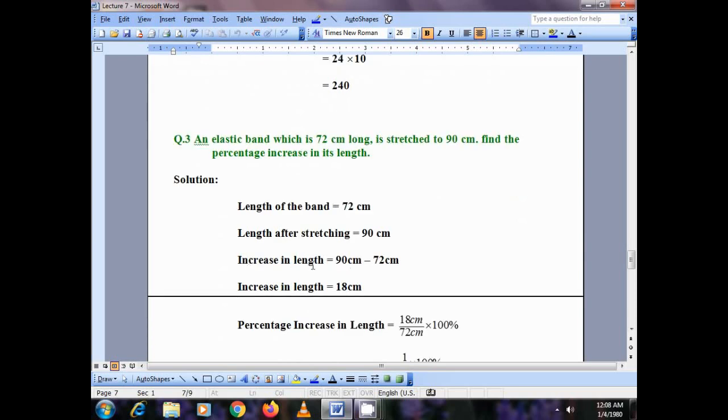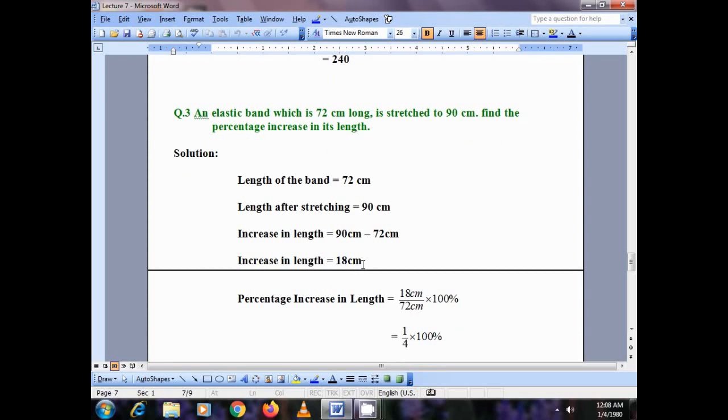So first of all, we will find the increase in length after stretching. This will be calculated if we subtract the length of the band from the length of the band after stretching, which is 90 cm minus 72 cm. Their difference is 18 cm. It means that after stretching the band, the increase in length is 18 cm.